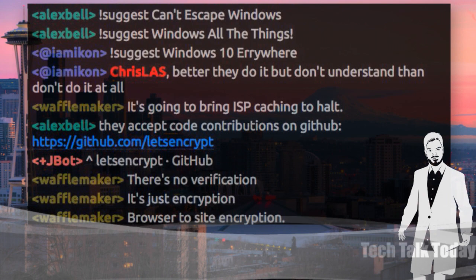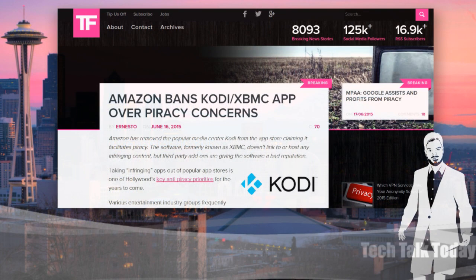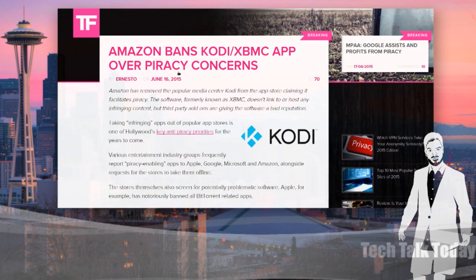I thought this was kind of weird and not too surprising, but super disappointing. Word is from Torrent Freak that Amazon has banned Kodi, or XBMC, you might better know it as, from their app store over piracy concerns. Now that's such crap. And you could see how Plex could also fall to the same claims.